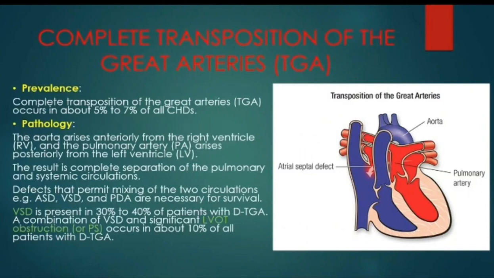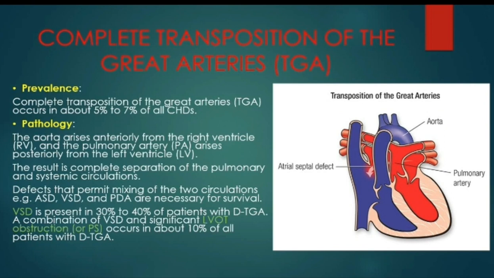Then comes one of the most common causes of cyanotic heart diseases with increased pulmonary blood flow, which is the complete transposition of great arteries, representing 5 to 7% of congenital heart diseases. In this disease, the aorta arises anteriorly from the right ventricle, and the pulmonary artery arises posteriorly from the left ventricle, resulting in complete separation of the pulmonary and systemic circulation, which run in parallel.